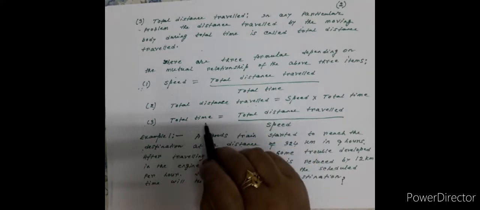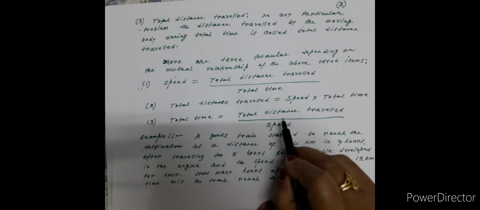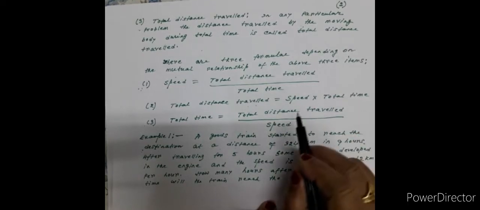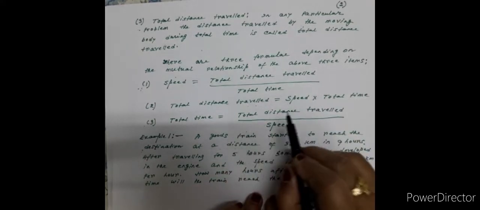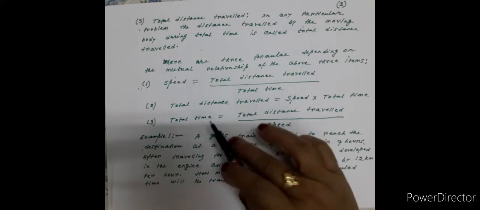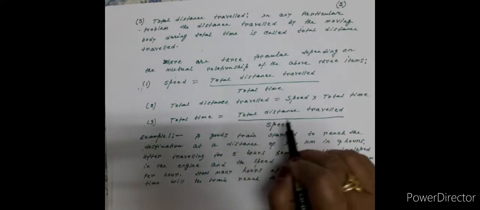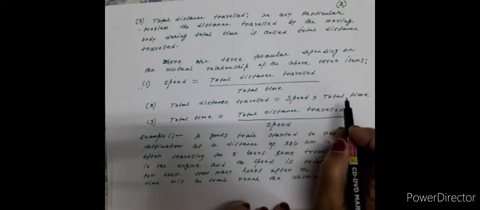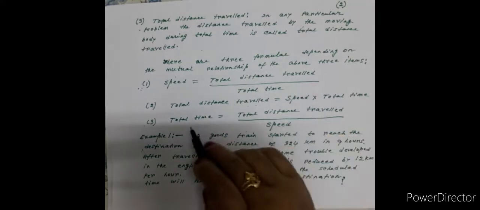Number three, total time. You are given total distance travelled, you have been given speed. Then how do you calculate total time? Now, first you write total distance travelled by speed, then you can get total time. If you write total distance travelled in numerator and divide by denominator speed, then you can get total time.